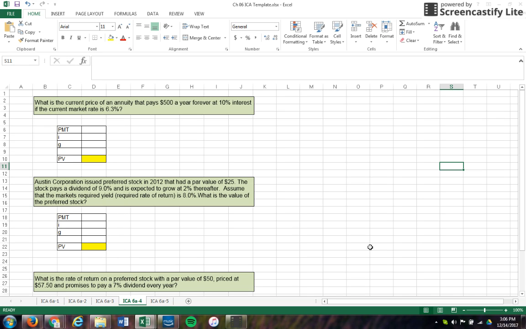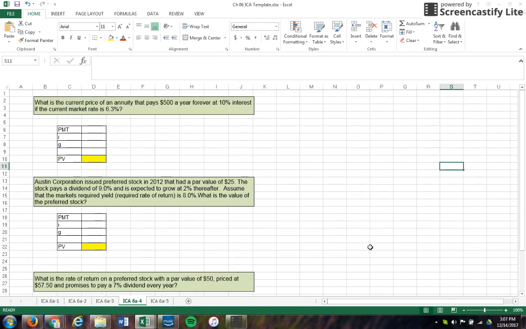Okay, finance students, we are on ICA 64. We're looking at a special kind of annuity called a perpetuity, which basically is an annuity that has no ending, or it is a stream of payments that are to continue on forever. So there is a special way to calculate these. You actually don't need a function, you just need a very simple formula.